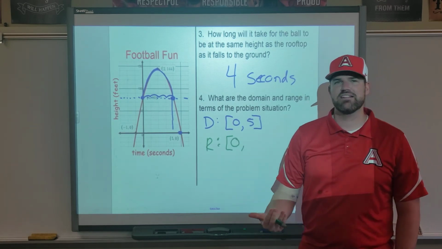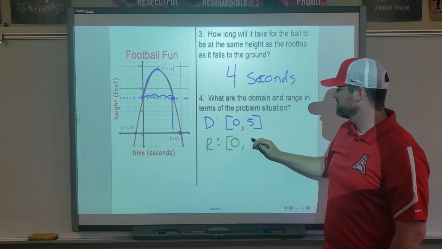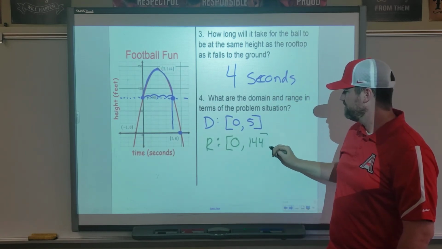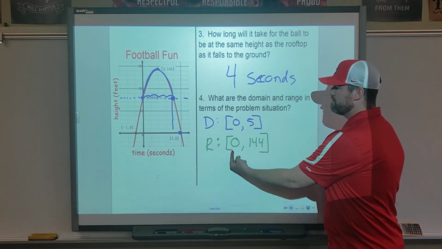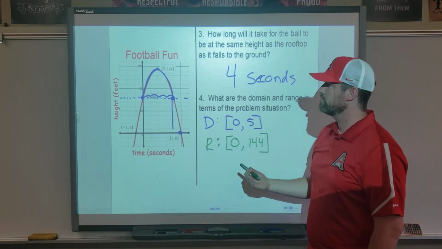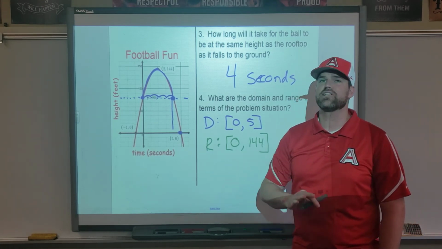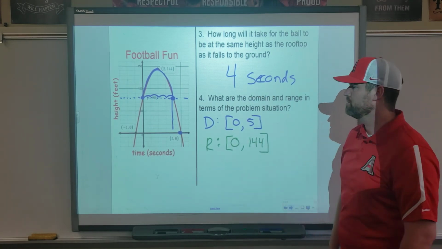But what was the highest the football went? Well, the highest that it went was the maximum, which was 144 feet. So in context of the problem, the range is from 0 feet to 144 feet. If we were doing the range of just the graph, ignoring the context, then the range would have been everything less than or equal to 144.